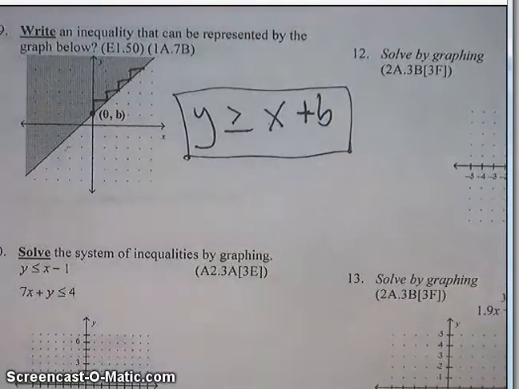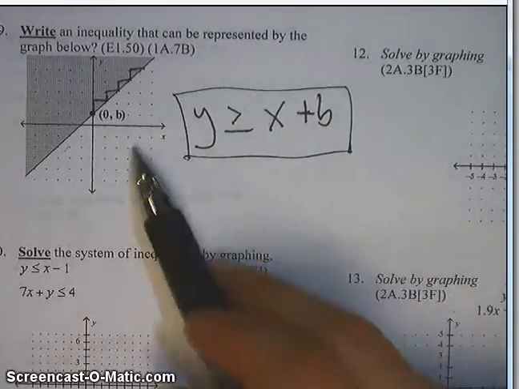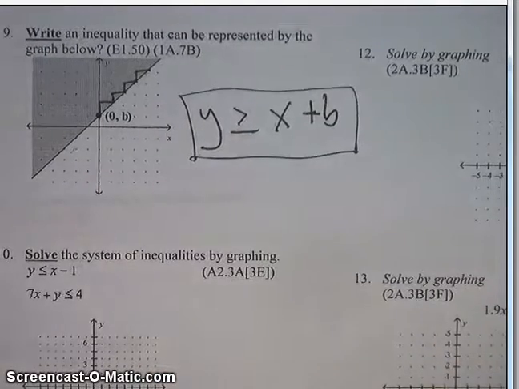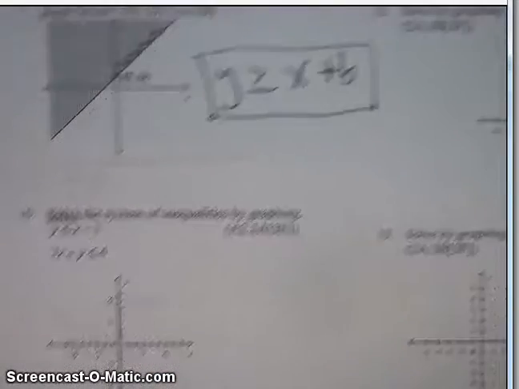It's just y is greater than or equal to x plus b. And it's an x because the slope is 1. And I don't know what the b is. So if that was a 1, there'd be a 1 right there. If it was a 4, it'd be a 4 right there. So I think that's the equation. Let's talk about number 10.